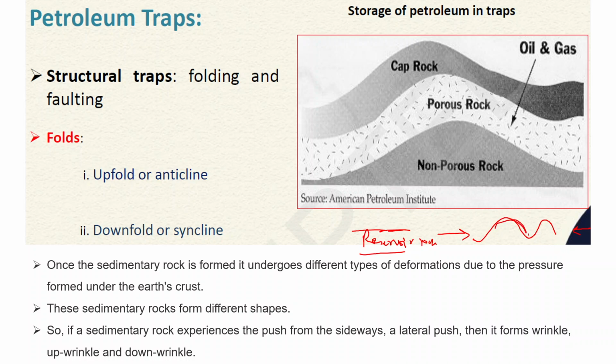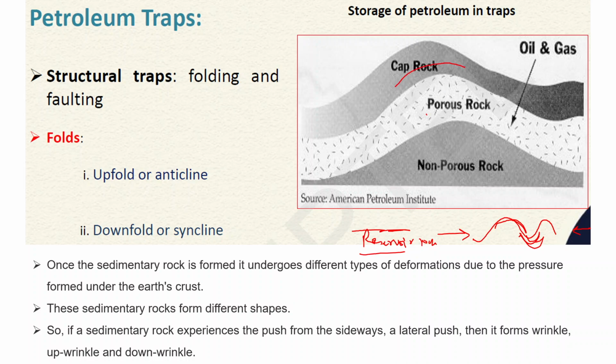So this portion is the upfold and this portion is the downfold. The upfold is called the anticline and the downfold is called the syncline. So these rocks also form these anticline and syncline structures, and as we can see, this is basically an upfold, which is the anticline structure.